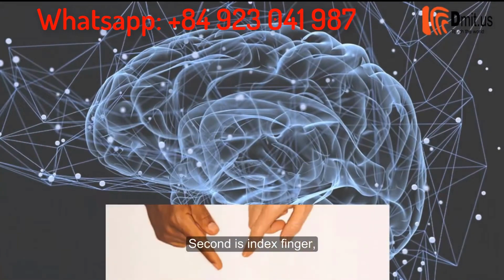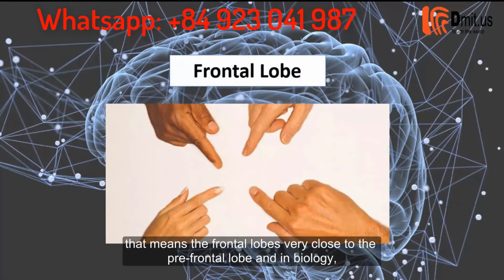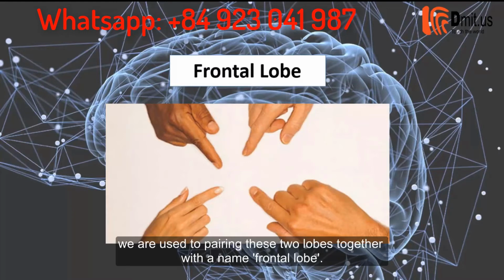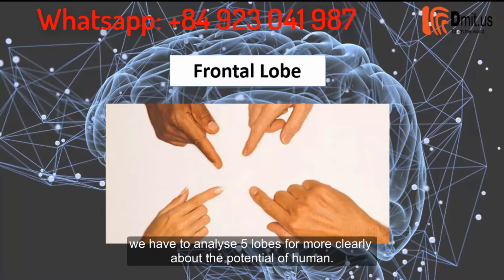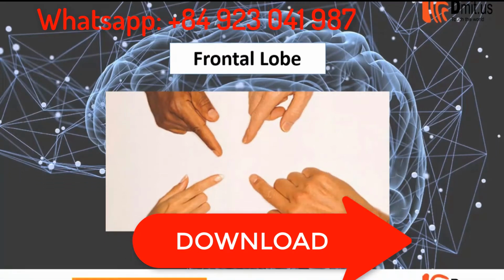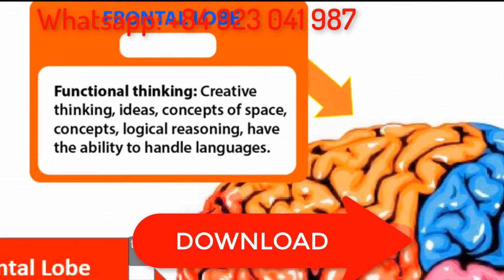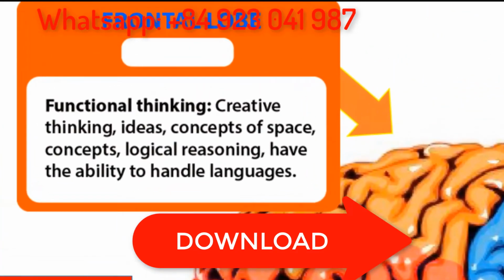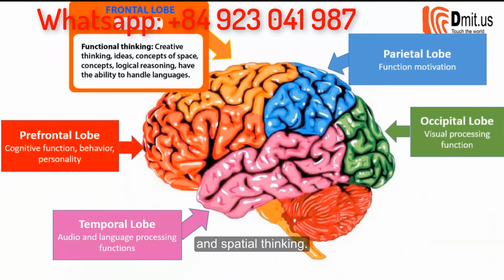Second is the index finger. These 2 index fingers are close to the 2 thumbs. That means the frontal lobe is very close to the prefrontal lobe, and in biology, we are used to pairing these 2 lobes together with the name frontal lobe. Biologically, there are only 4 lobes, but when analyzing the potential, we have to analyze 5 lobes to be clearer about the potential of humans. Hence, if 2 thumbs are cognitive in nature, then 2 index fingers will be more in favor of thinking. The frontal lobe is related to the ability to analyze language structure and spatial thinking.